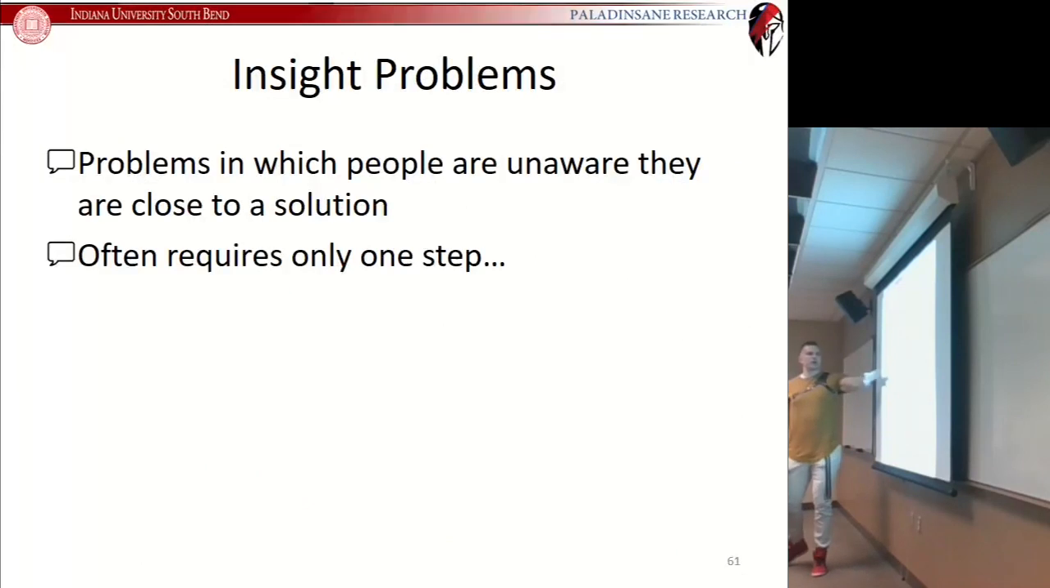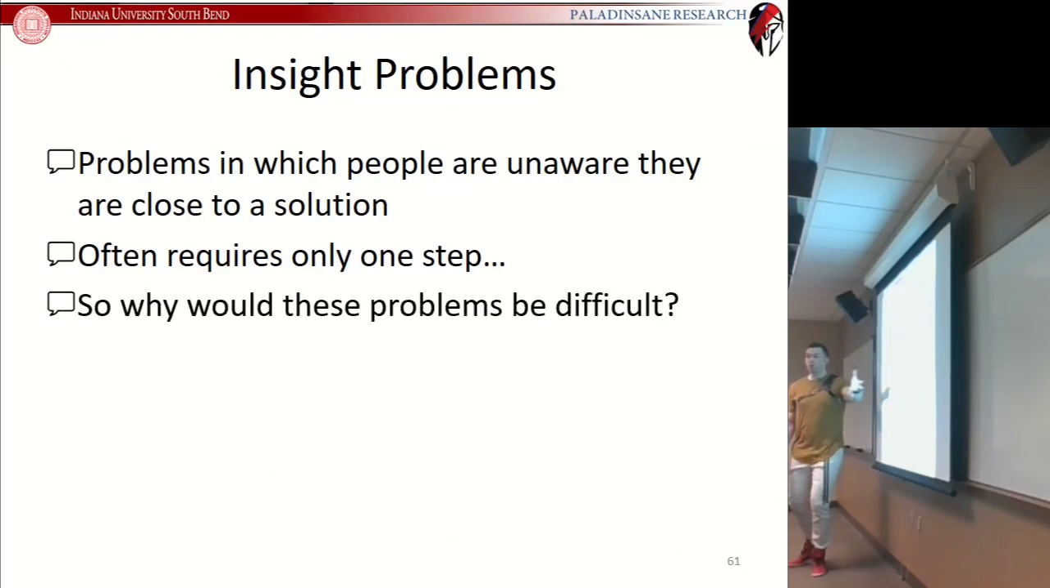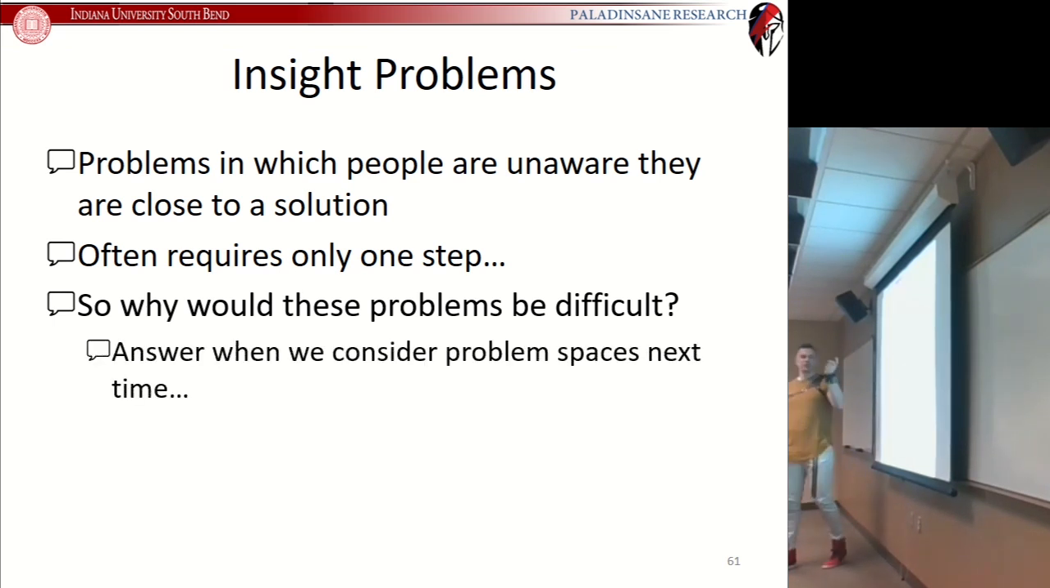All right, so again, these problems only require one step. So why would these problems be difficult? Why is it that that one step is so difficult to take? We're actually going to answer that, not next time. We're going to start answering it right now because we got a little bit of time left over. So we're going to introduce the idea of problem spaces. And then when we come back on Thursday, we're going to further our look at problem solving by taking a look at how those problem spaces help us understand what's going on in our minds when we solve problems.